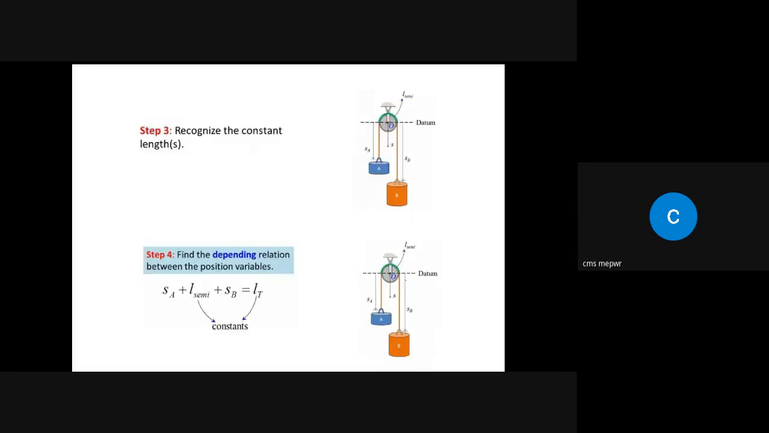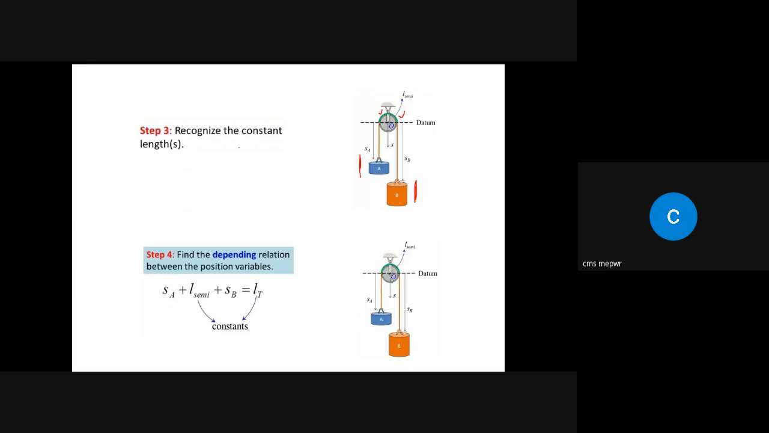Now what about step 3? We need to identify constant lengths. If there is any constant length in this whole system, we need to identify it. If you look at the green color over here, this semicircle portion, this distance will remain the same, it will not change, whether object A moves upward or downward, or object B moves upward or downward. This length will remain constant. That's why we need to recognize those constant lengths.